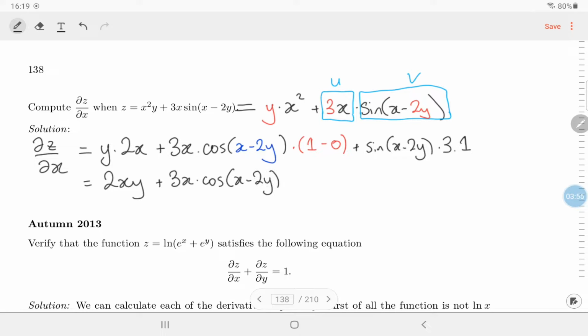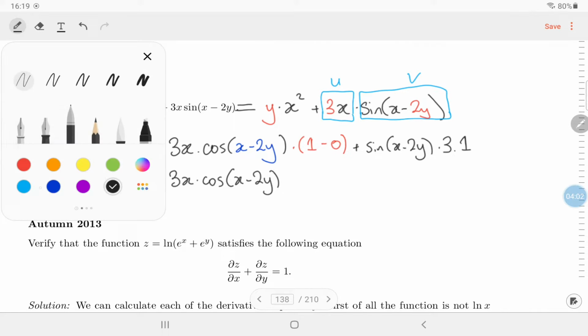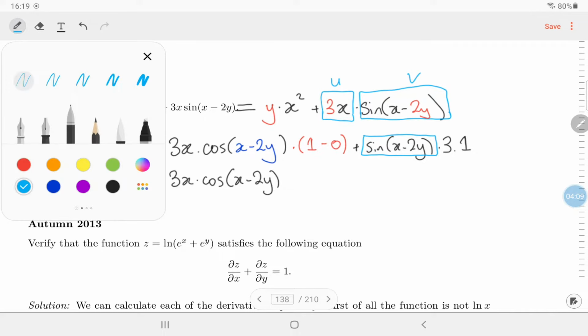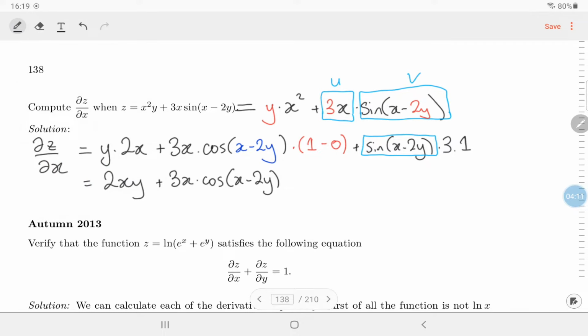And the last thing, now you could be tempted to say, oh, the 3 by 1 multiplies the inside of sine, but that's not really how it works. This is a single number, you can't multiply in. So just in case there might be some confusion, rather than writing sine of x minus 2y by 3, write 3 by sine of x minus 2y.